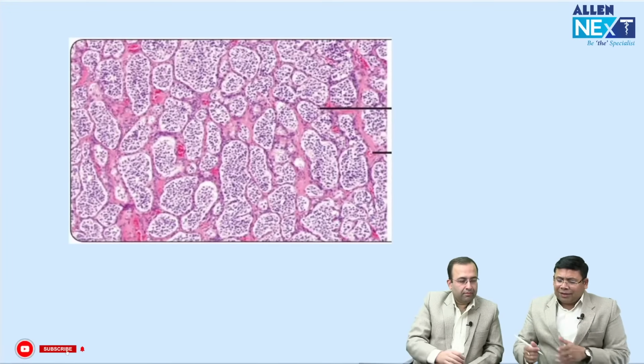Okay, so coming to the microscopy, a simple straightforward image, the Zellballen pattern. It is showing the presence of nests of tumor cells. Around the nests there is presence of blood vessels. These are the blood vessels. A classical image: this is pheochromocytoma.